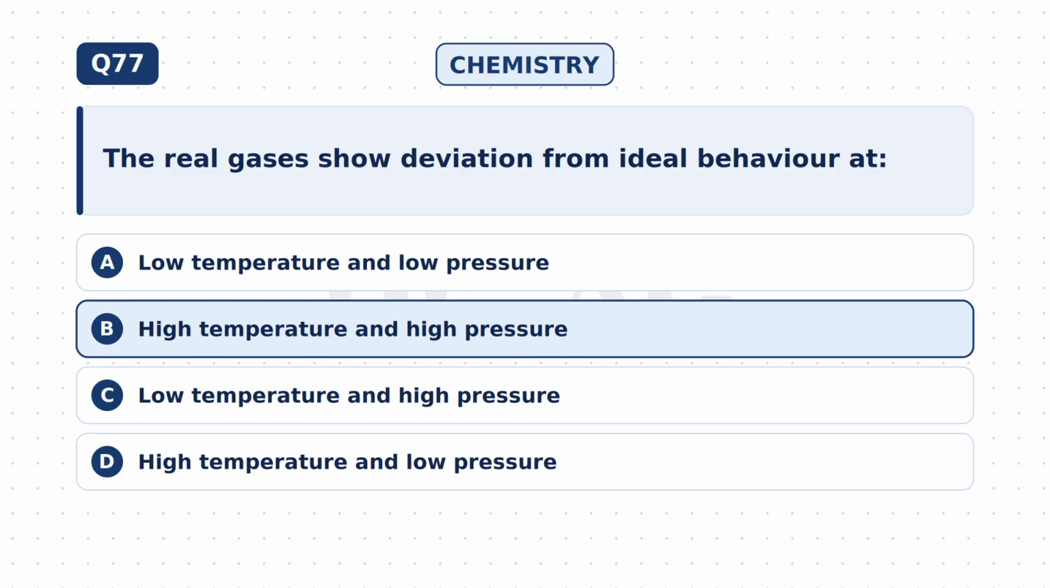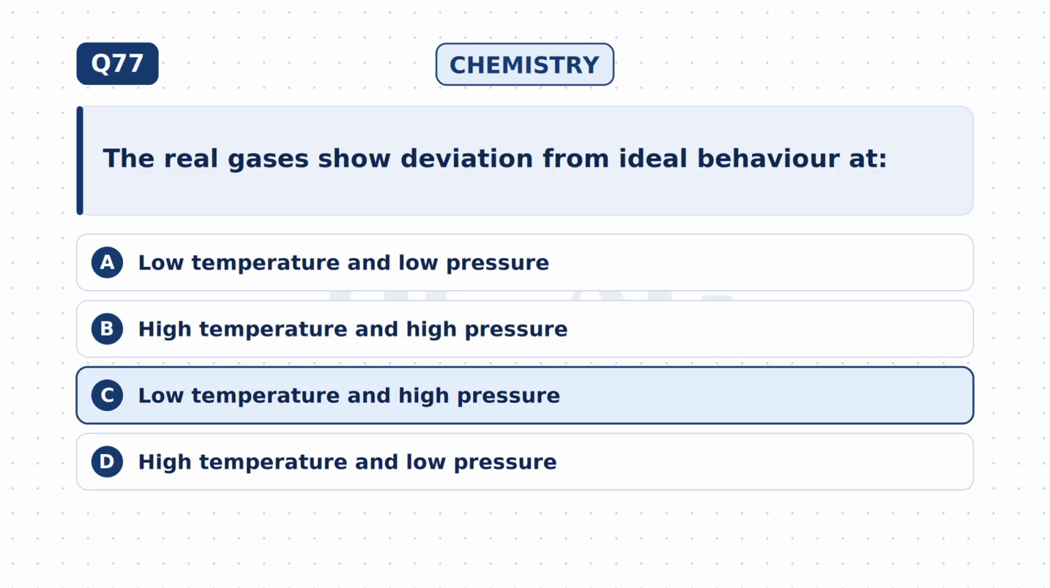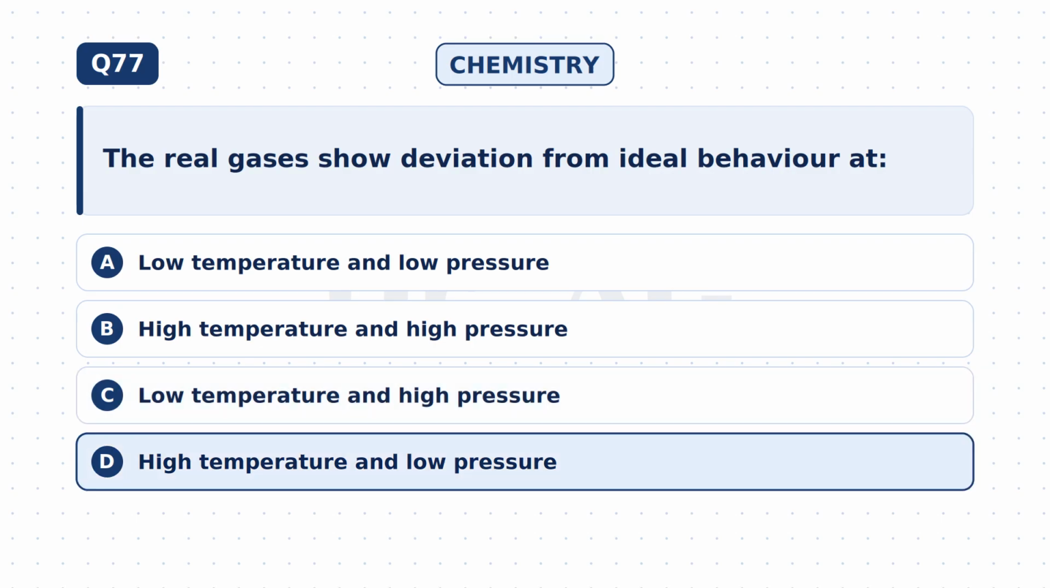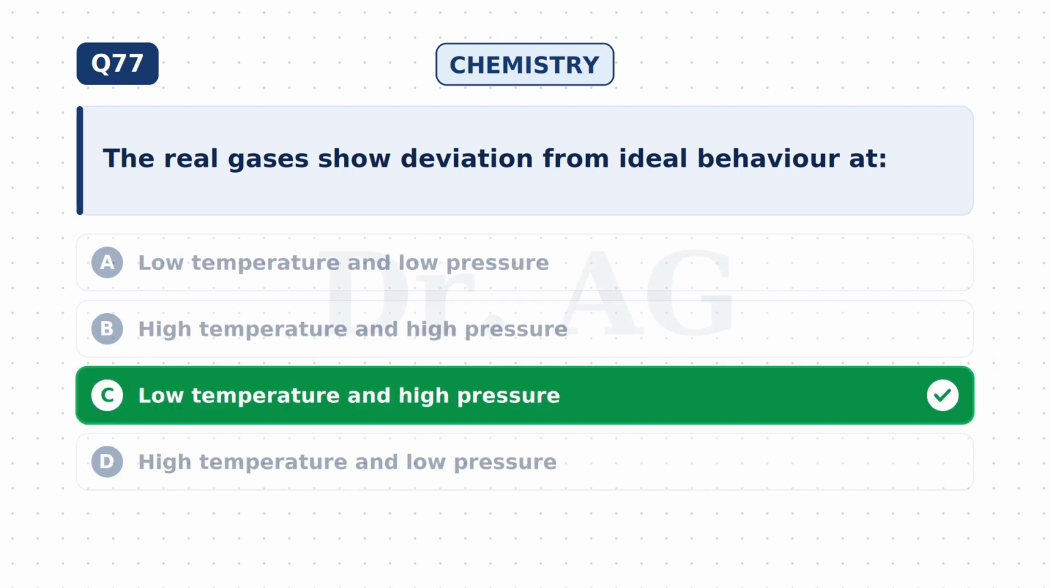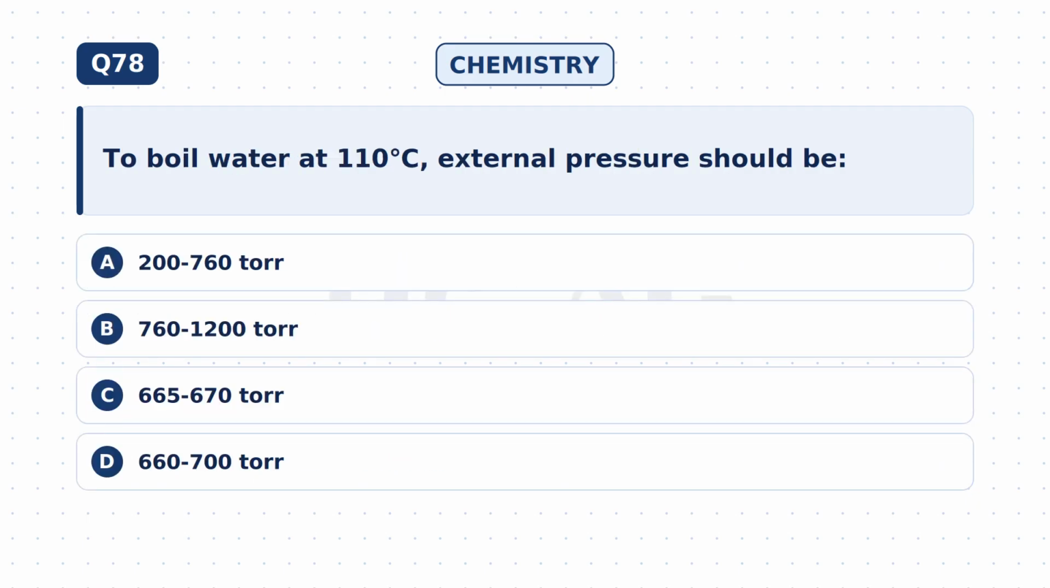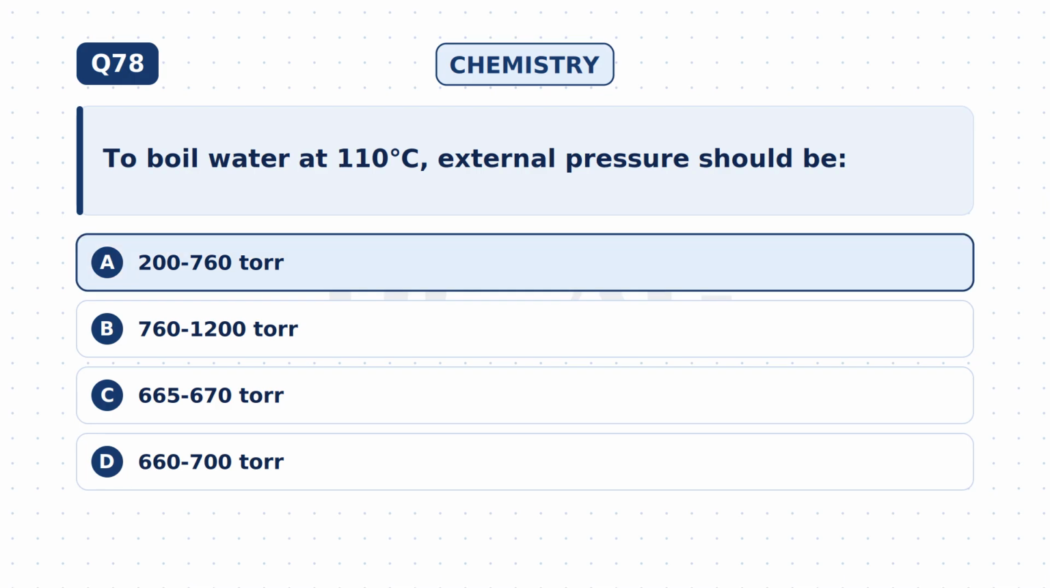Option B, high temperature and high pressure. Option C, low temperature and high pressure. Option D, high temperature and low pressure. The correct answer is C, low temperature and high pressure. Question 78. To boil water at 110 degrees Celsius, external pressure should be: Option A, 200 to 760 torr.